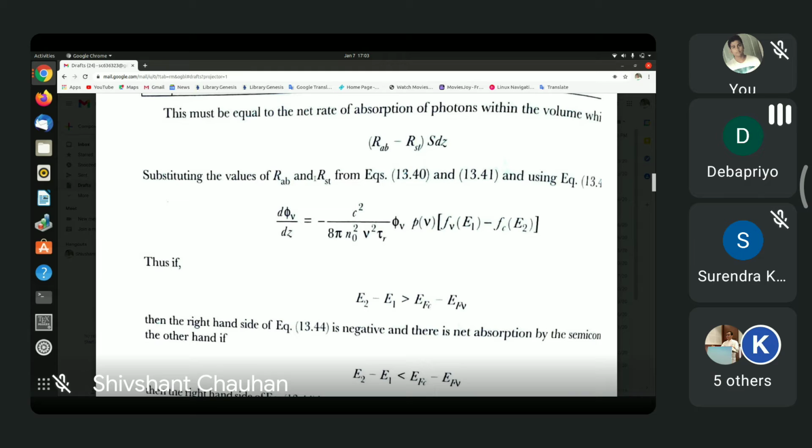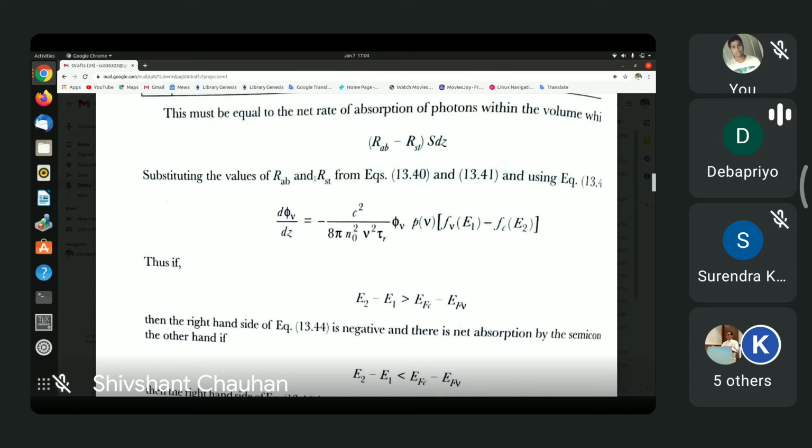So on the right hand side, you also have phi nu, that is the flux of the incident radiation. And then you have a p nu factor, which is the density of states factor, which I have already mentioned. It is equal to twice m r whole to the power 3 by 2 divided by h cut square into h nu minus Eg whole to the power half. This is the factor p nu.